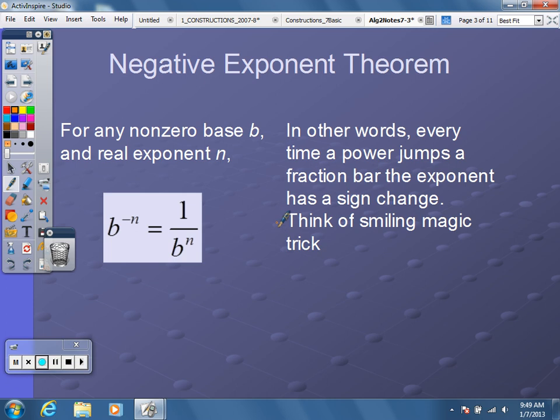This is the negative exponent theorem, and it says for any non-zero base b, so anything can be b. It can be a number, a variable, anything. If you have a real exponent n, b to the negative n is 1 over b to the n. I think of this as a set of rules. Anytime I see a negative exponent, I want to make it positive, and it does that by jumping the line.